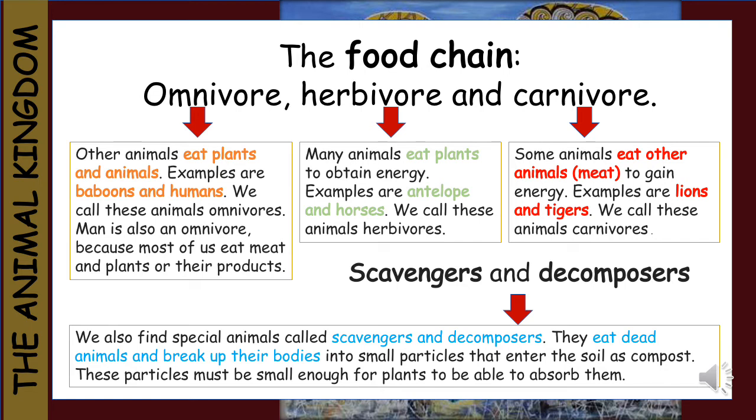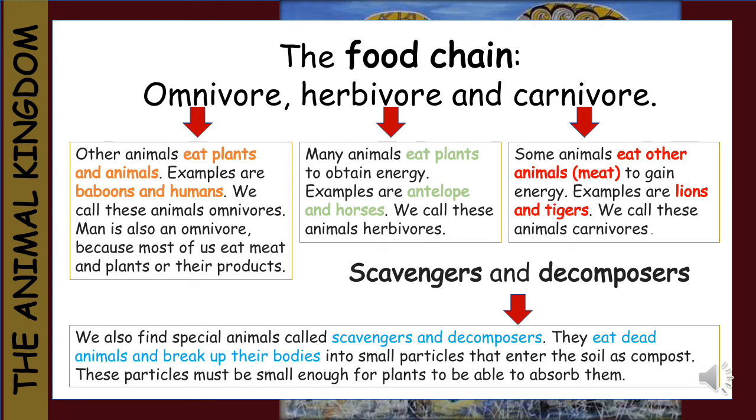Omnivores. Omnivores eat other plants and animals. For example, baboons and humans. We call these animals omnivores. Man is also an omnivore because most of us eat meat and plants or their products. Herbivore. Animals that eat plants to obtain their energy. For example, antelope like buck and horses. We call these animals herbivores.